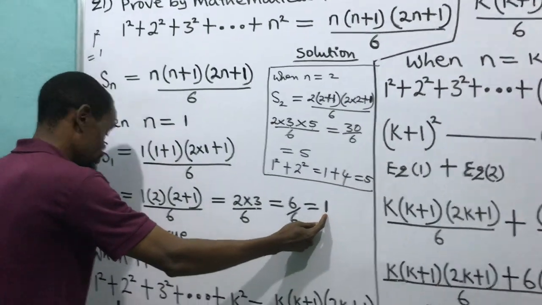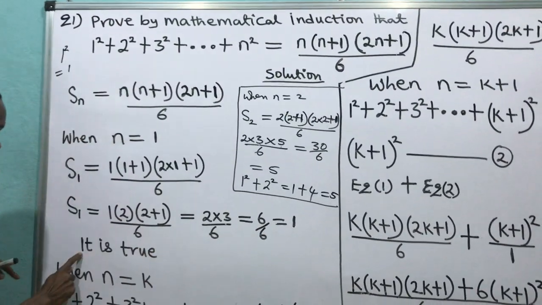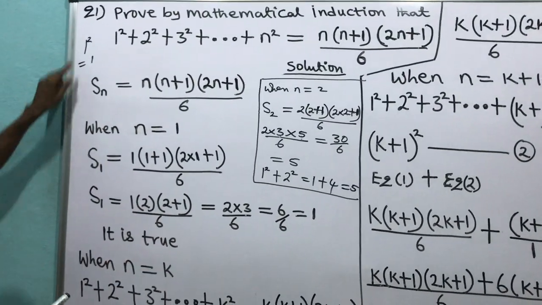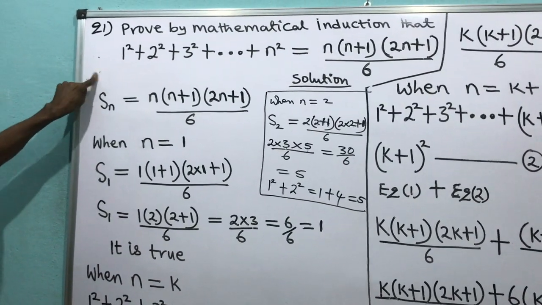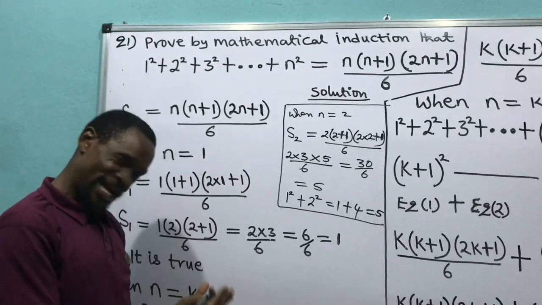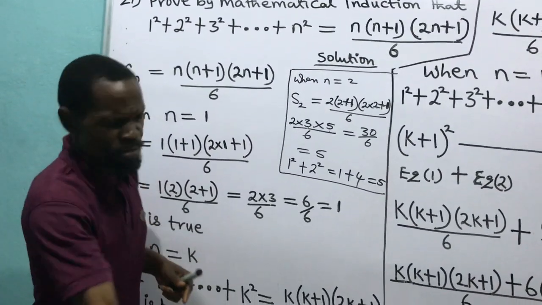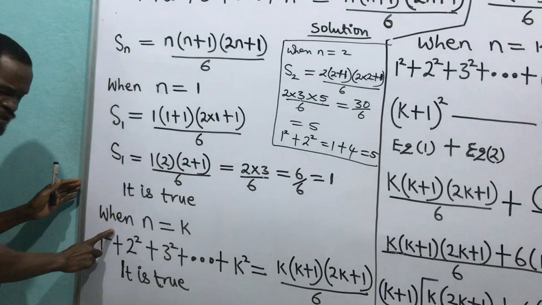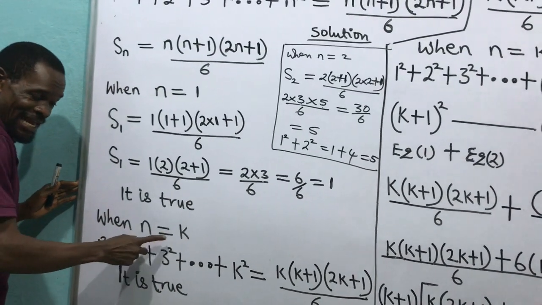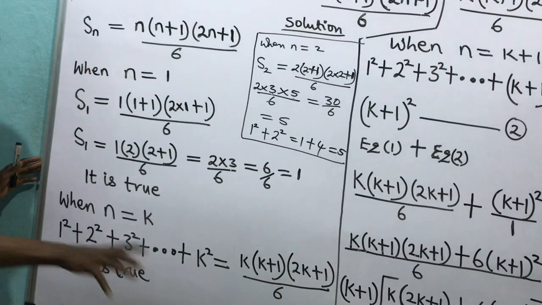I said when n is equal to 1, the sum becomes 1, and the first term is 1. After I have done that, maybe the person started to brag and said, have you seen it? The formula I gave you is working. Myself, I will say, let me build my own formula from your own. When n is equal to k, I want to remove n from your own and put k to build my own.